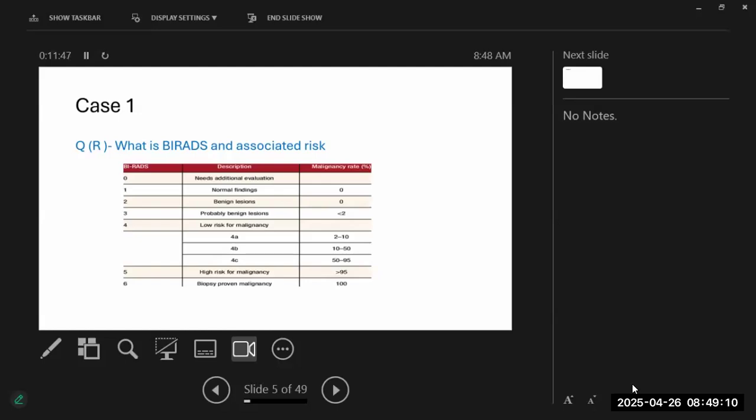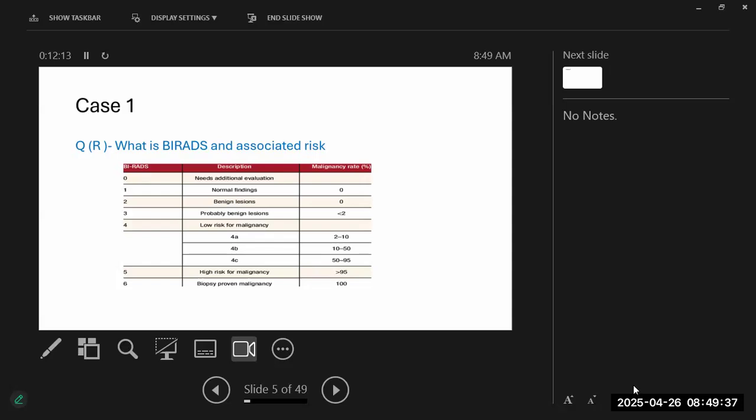There is a latest revision which has come. Even I have not gone through that. There are some changes. The one before was 2013. So it has 6 BI-RADS categories. And the one we saw, we said BI-RADS 5, which means that it is highly suggestive of malignancy. Now, there are terminologies which we have not put here.